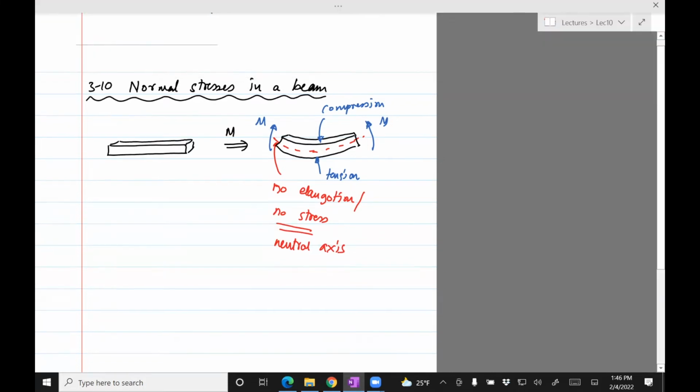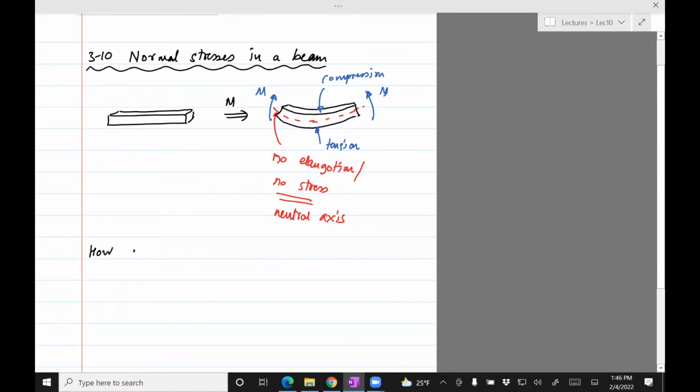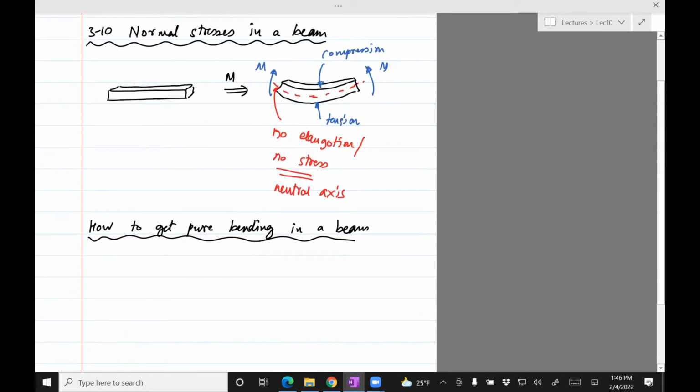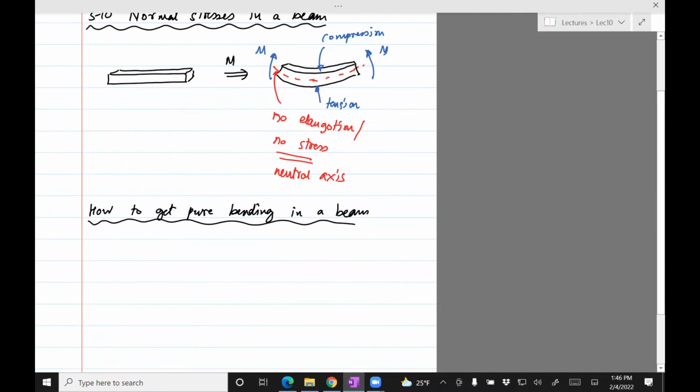Okay, so one question was, how to get pure bending in a beam? There is this famous setup used by people to do these experiments called a 4-point bending specimen, where assume that one end is on a roller, one joint is pinned, and then you apply two equal forces in the downward direction.